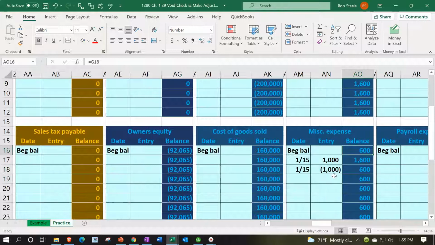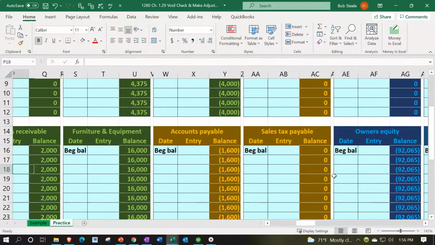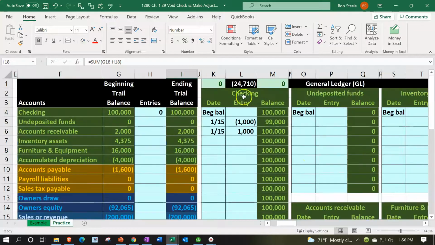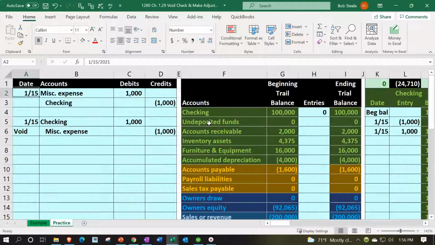So once again, we're back to the starting point. 600 went up to 1,600, down back to 600. That 600 should match what's on the trial balance now. There it is, and it should match up top. We're back in balance on the GL. Okay, now let's do the more complex situation.